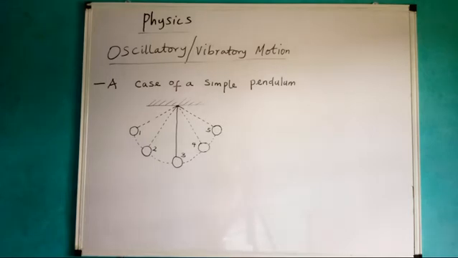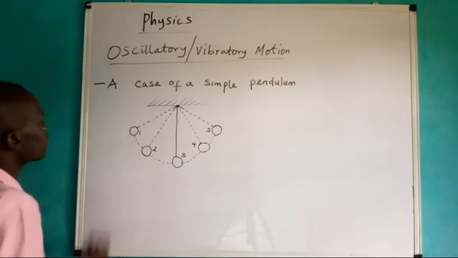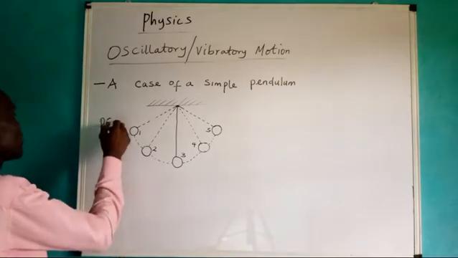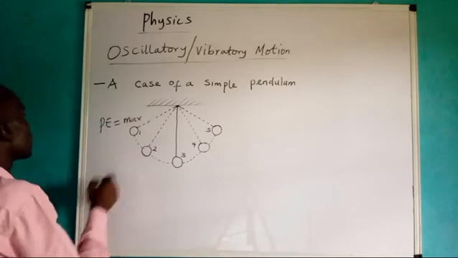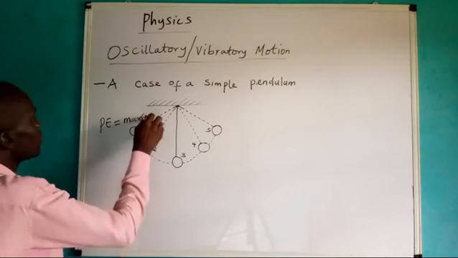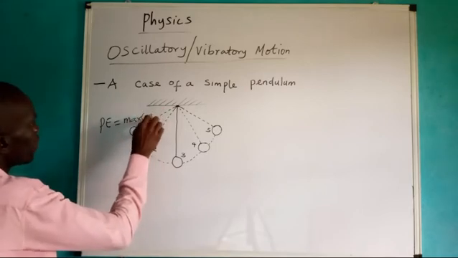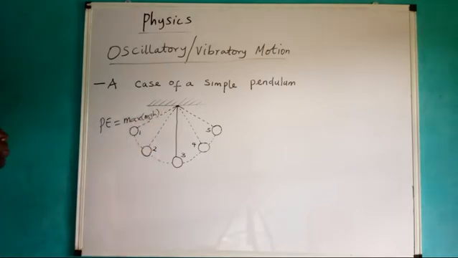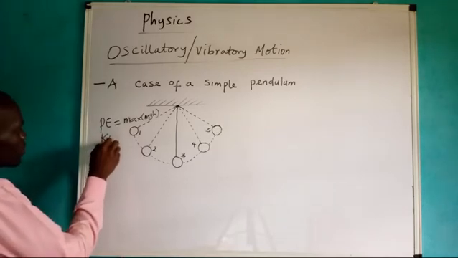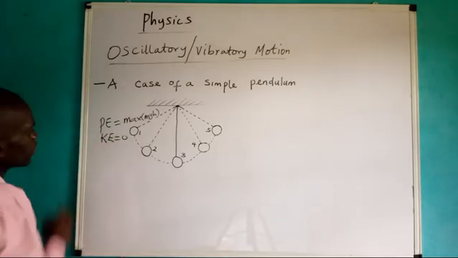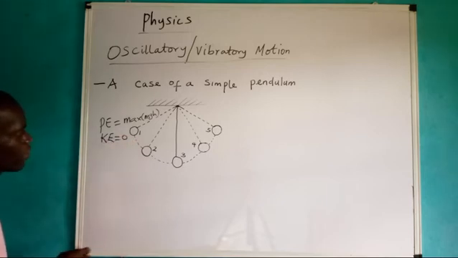At position 1, there is an amount of energy we can take at this position. The energy here is potential energy and it's always maximum. Please take note, it's always maximum, and it's MGH. MGH, which is mass times acceleration due to gravity times the height. At this position we also have KE equal to 0, meaning no kinetic energy.